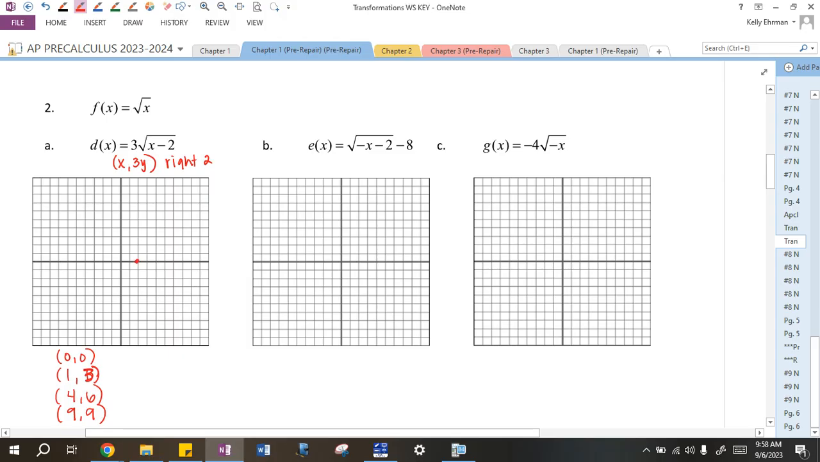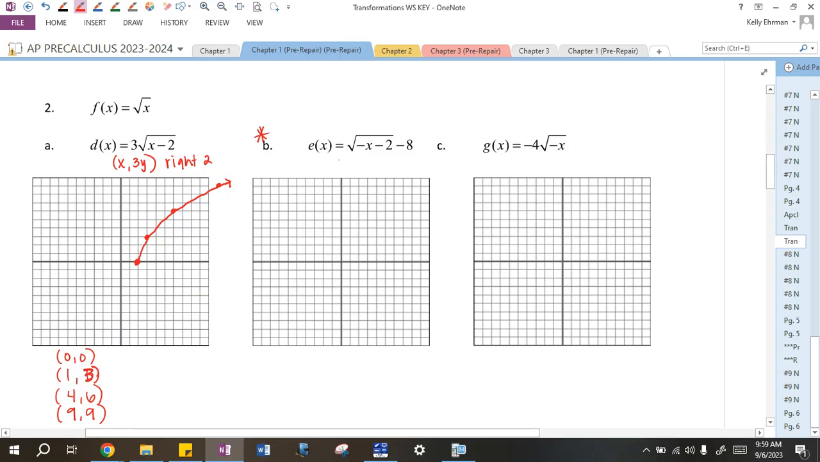So 0, 0 goes right 2. 1, 3 goes right 2. 4, 6 goes right 2. And 9, 9 goes right 2. It's a little off the grid. I'm still going to plot that. So there's that graph.